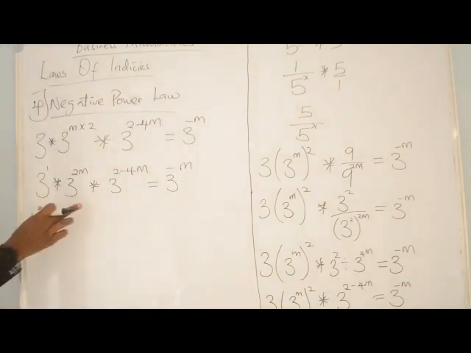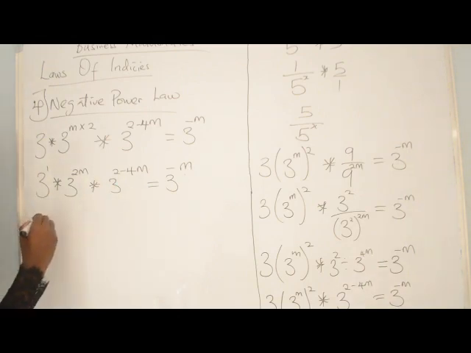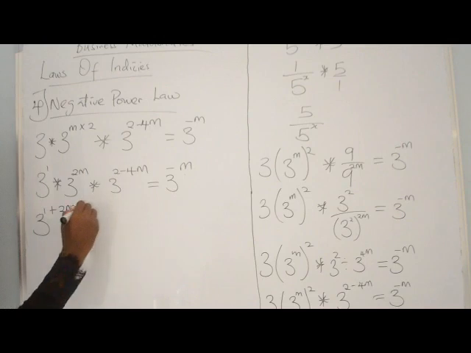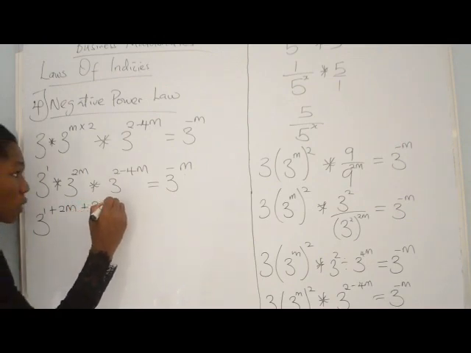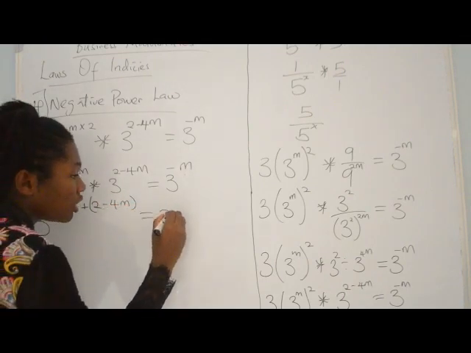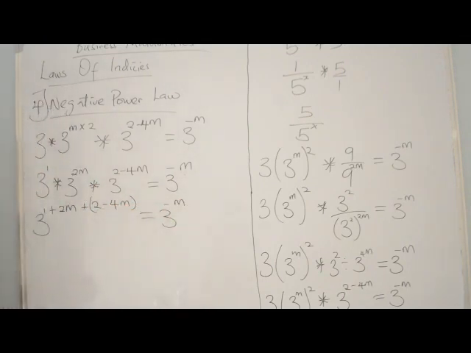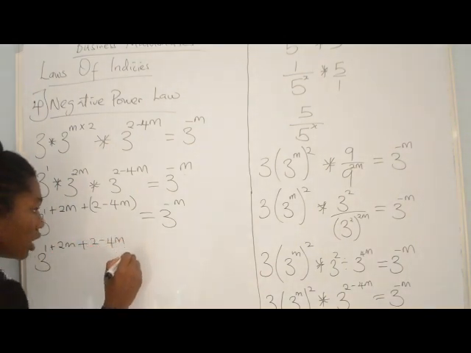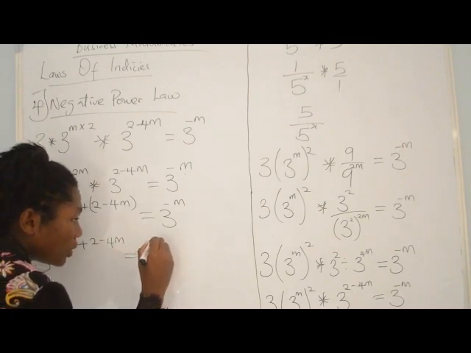Okay, now since the bases are same and it is multiplication, we'll be adding all their powers together. Okay, we'll be having 3, and then we'll be having raised to power 1. Since it is multiplication, we are adding 1 plus 2m, and we are also adding this plus 2 minus 4m. Alright, minus 4m to be giving us 3 raised to power minus m. Alright, so I'm going to expand this. We'll be having 3 raised to power 1 plus 2m positive, so everything remains the same. Okay, to be equal to 3 raised to power minus m.